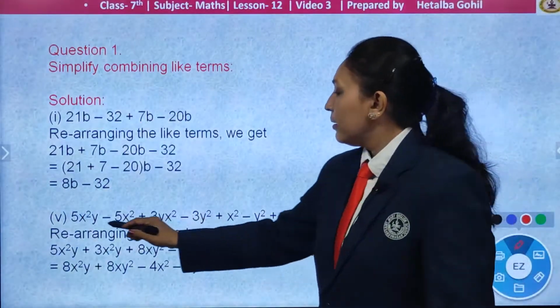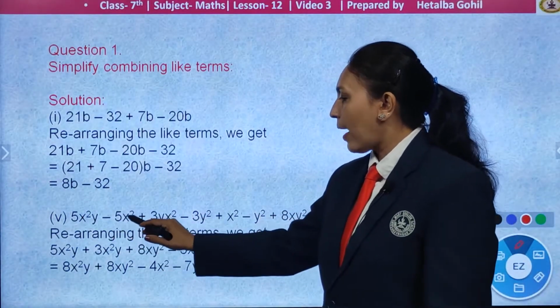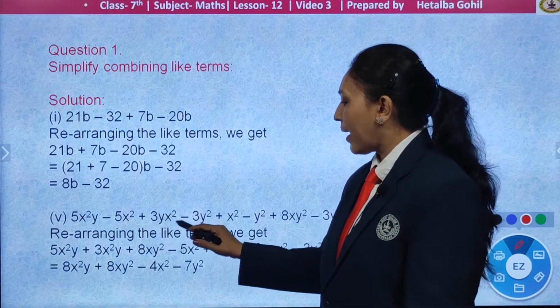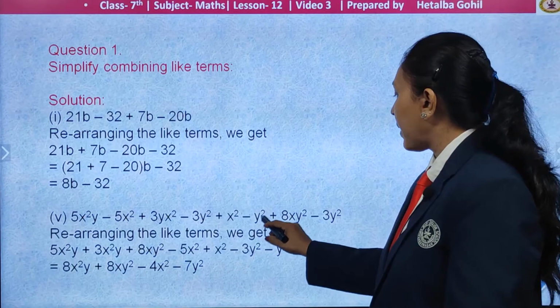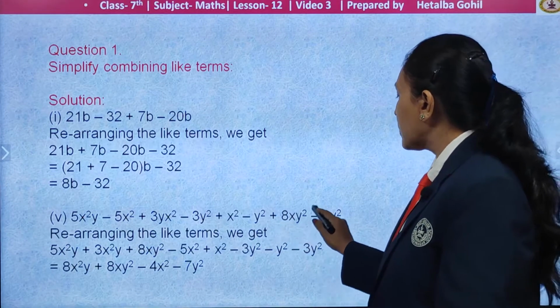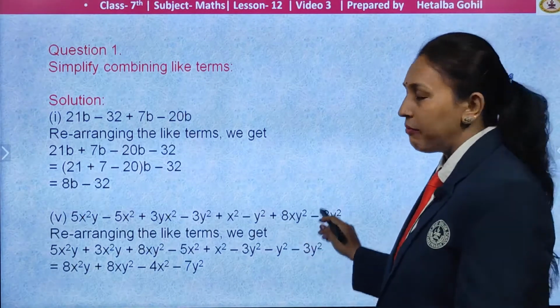Next one. 5x square y minus 5x square plus 3yx square minus 3y square plus x square minus y square plus 8xy square minus 3y square.